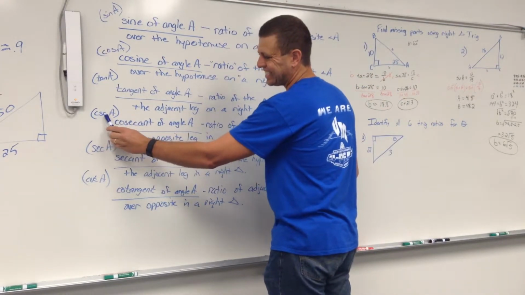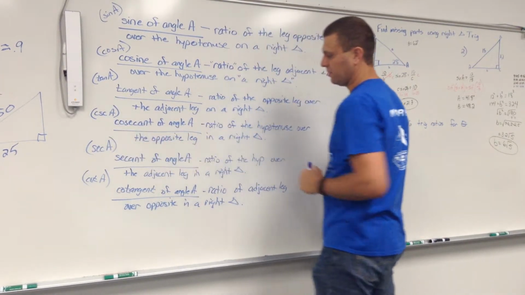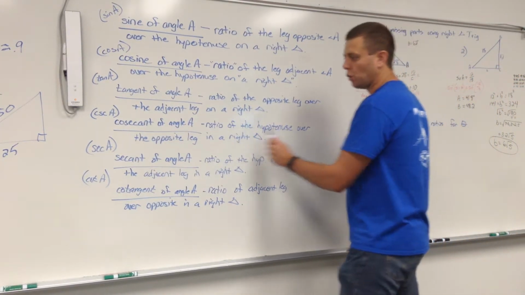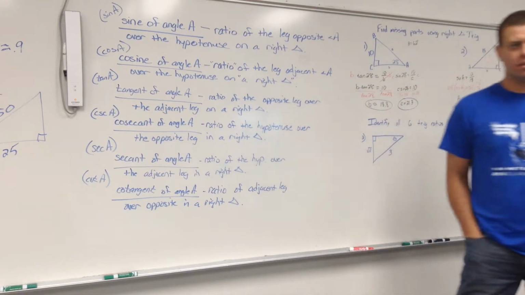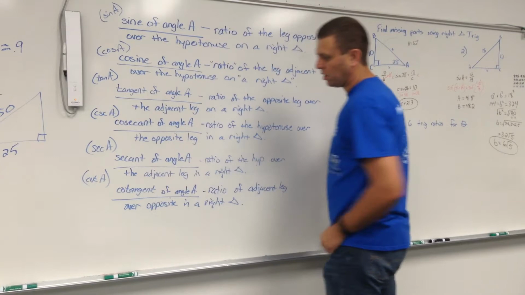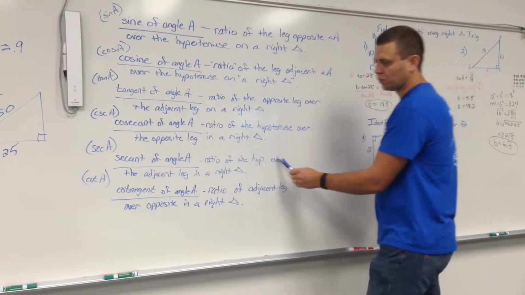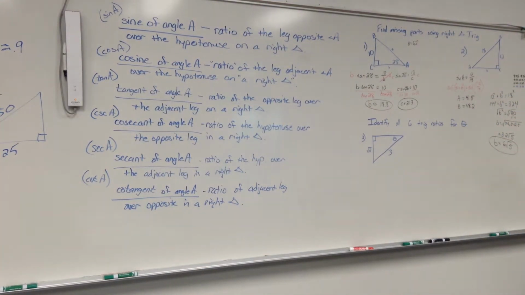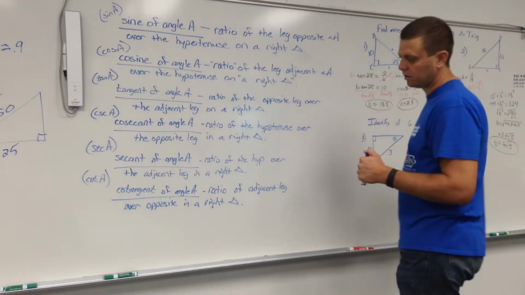Cosecant, CSC: the cosecant of an angle is the reciprocal of sine. Therefore, it is the ratio of the hypotenuse over the opposite in a right triangle. Secant is the reciprocal of cosine. It is the hypotenuse over the adjacent in a right triangle. And cotangent, an easy one to know which it's the reciprocal of: cotangent is the reciprocal of tangent.